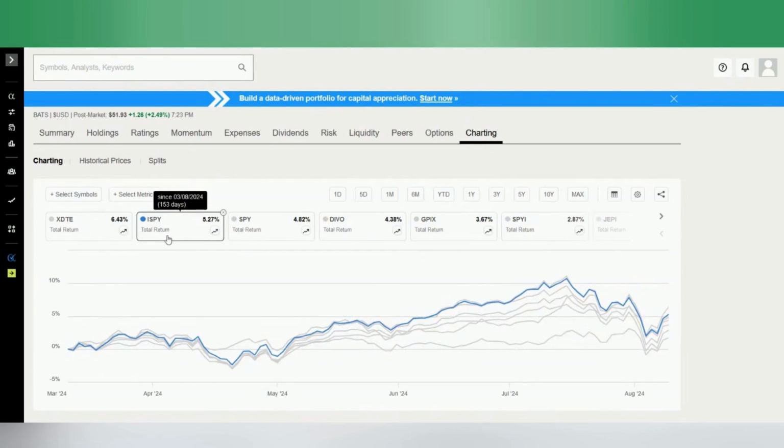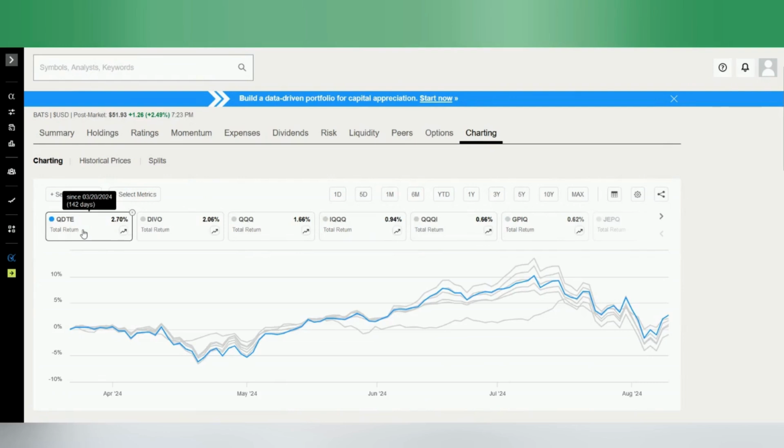Let's take a look at the NASDAQ equivalent. Now this time frame's a little bit shorter because one of these products, IQQQ, launched right around March 20th. So we know that the NASDAQ has been pretty bonkers in the last 5 months and has experienced a pretty significant drop. But even with that, QDTE returned a 2.7% total return.